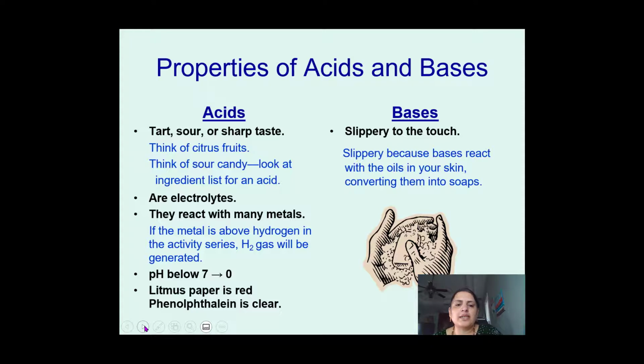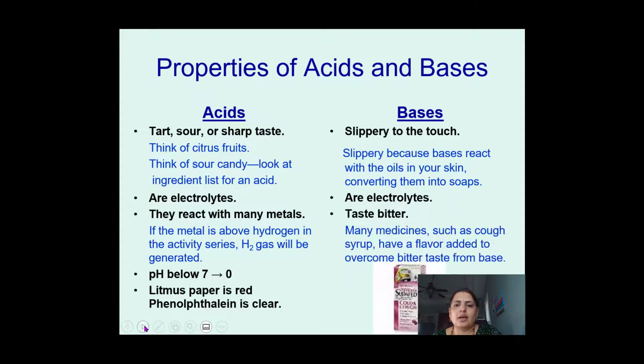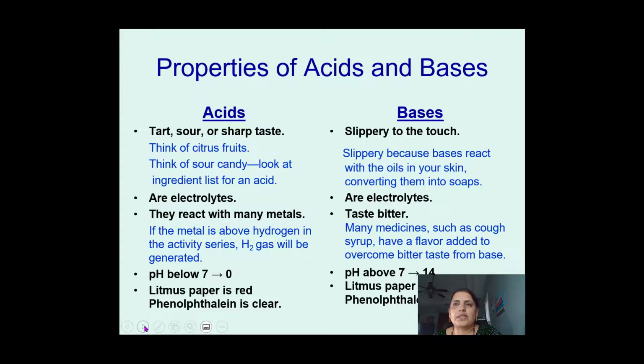Properties of bases. Bases are slippery to touch, so they are used in soaps, and are electrolytes as well because they dissociate. They are bitter to taste, so some of the medications have bases which are bitter to taste. pH is above 7 and the maximum is 14. So the higher the pH, the more basic it is. The lower the pH, the more acidic it is. The litmus paper in a base turns blue and phenolphthalein turns pink in color if you add phenolphthalein to that solution. Now if you use a pH meter, it will give you the pH in a digital form.